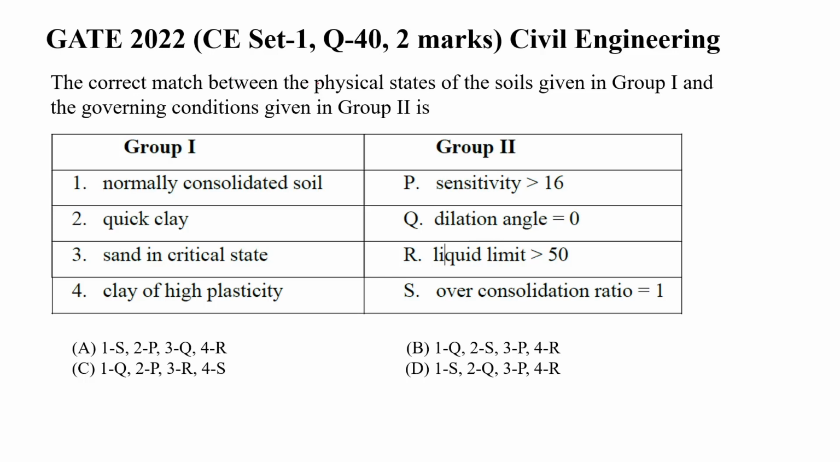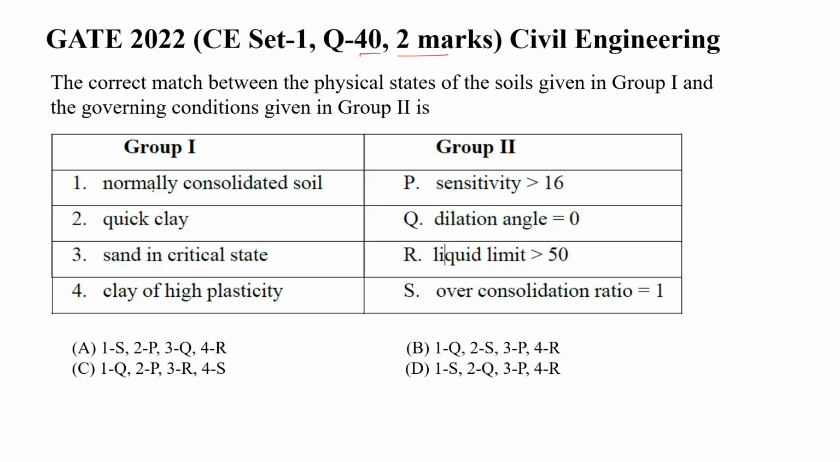Hi all, we will solve problem number 40 from the Civil Engineering Set 1 paper of GATE 2022, which is of 2 marks. So first we will read the question. The correct match between the physical states of the soils given in group 1 and the governing conditions given in group 2 is. So we have to match group 1 to group 2.